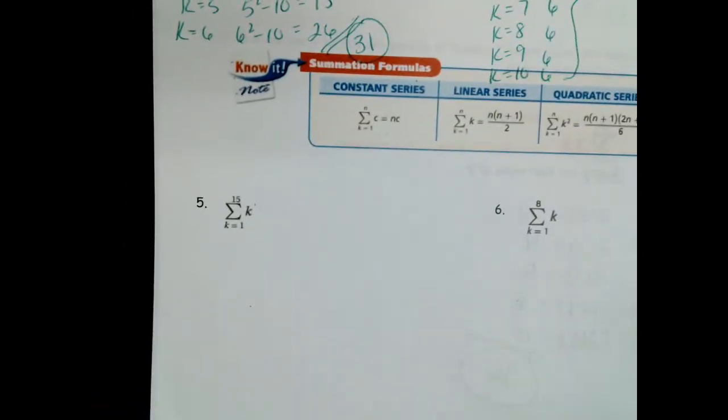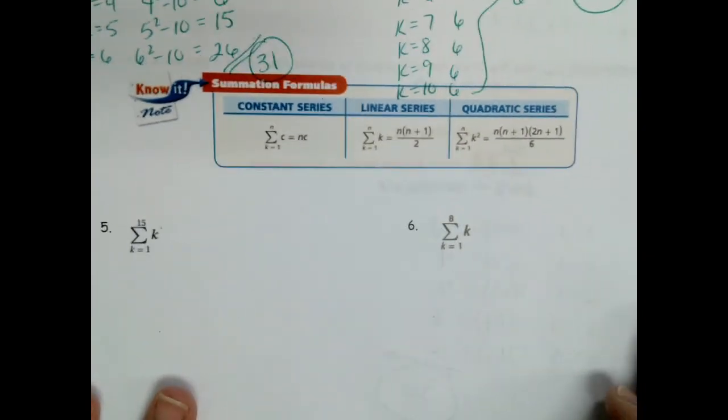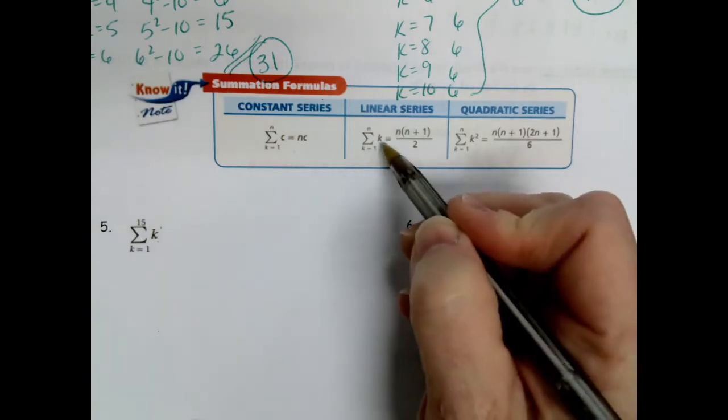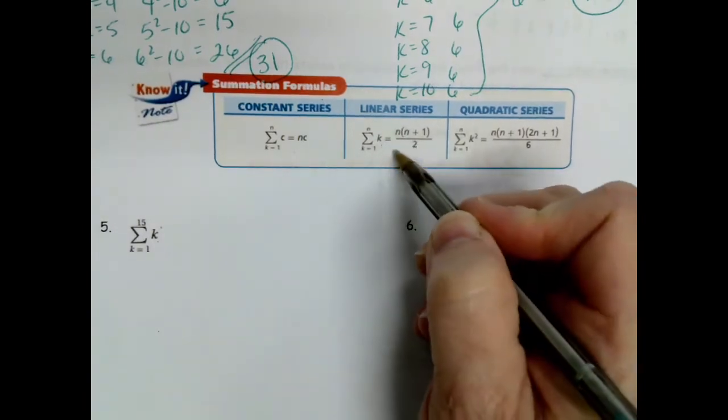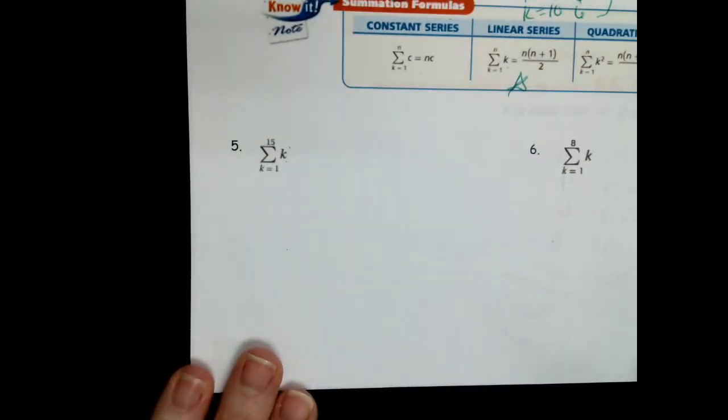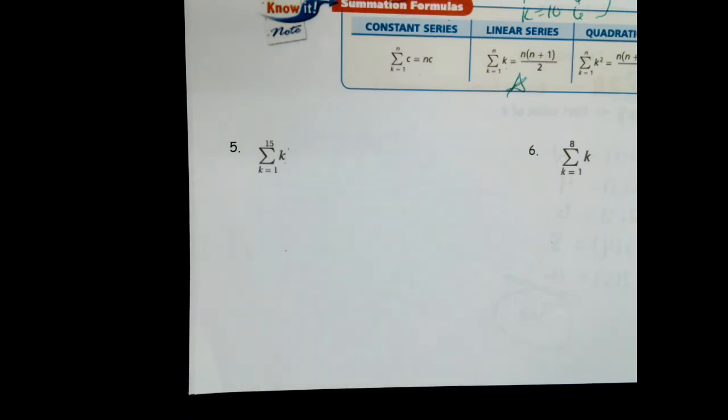Go ahead and do... Oh, number 5 is different. It's not a constant, is it? My bad, we can't do that. All right, so number 5 is actually the linear one. So let's just take a look at number 5 if we didn't have a formula.